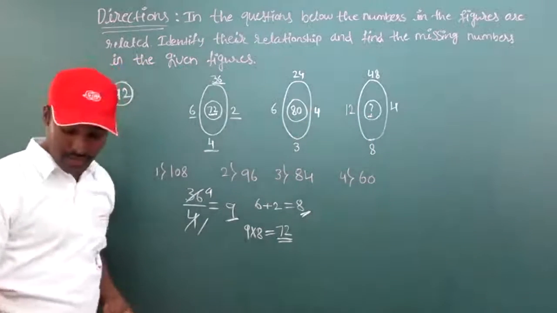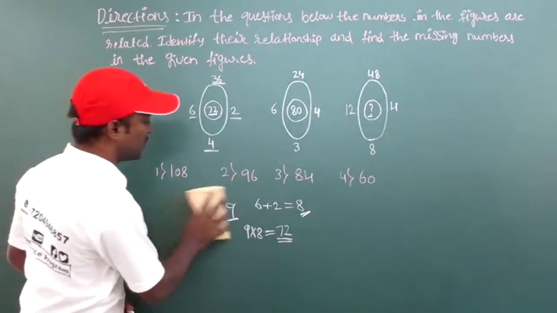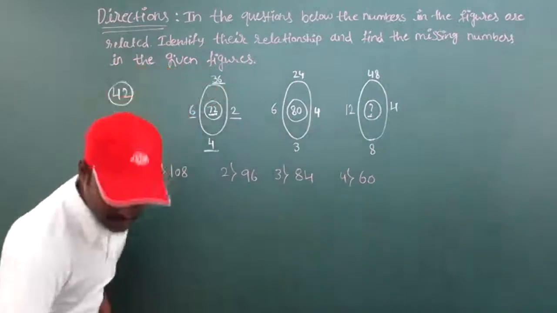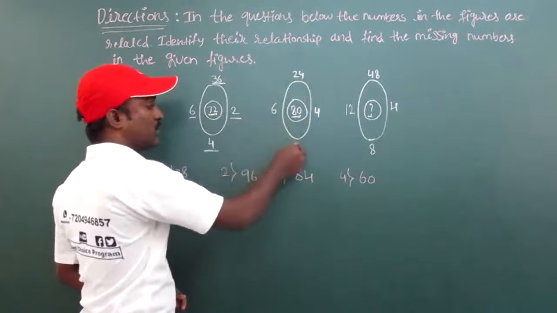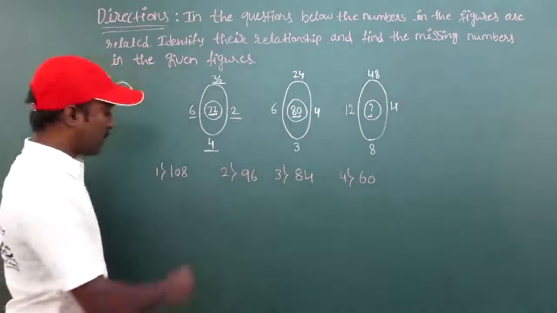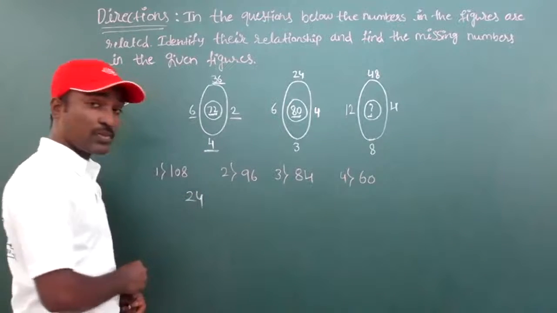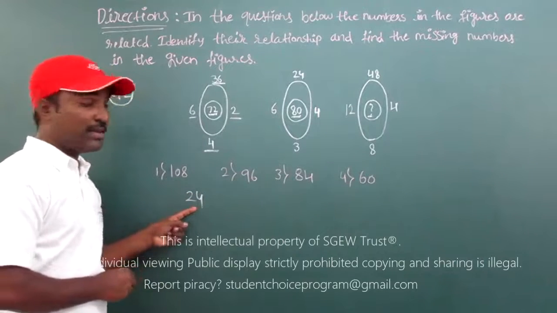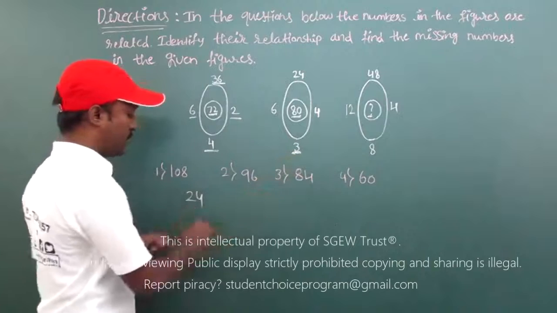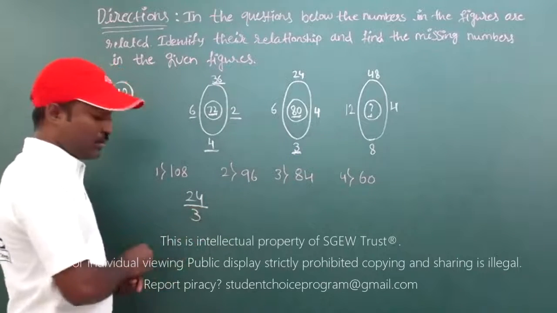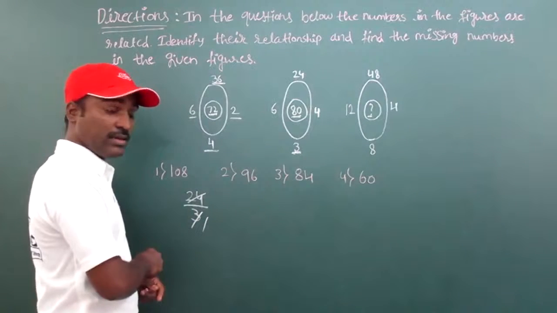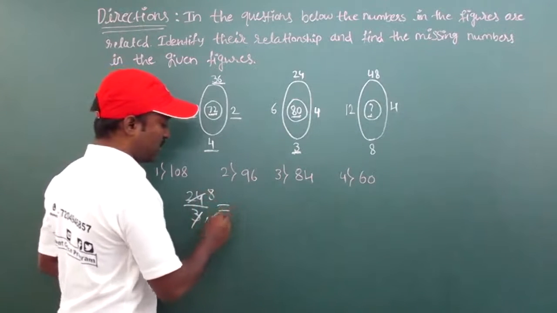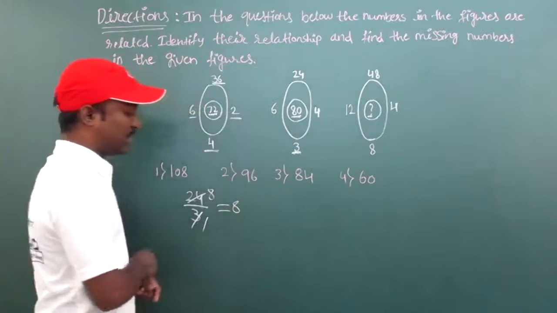So I will consider the numbers surrounding this 80: 24, 6, 3, 4. So 24, then I have to divide this number by this, I have to divide this 24 by 3. So what is it? 3 ones are 3, 3 eights are 24. So I got 8.